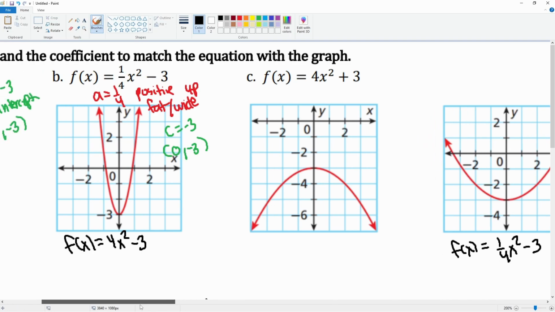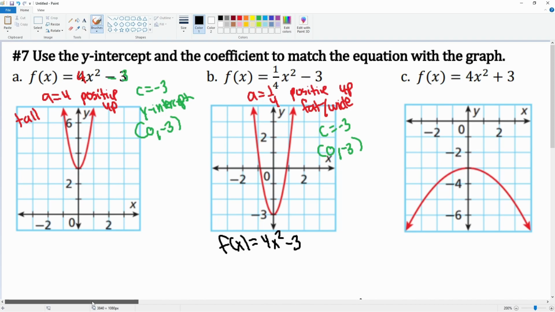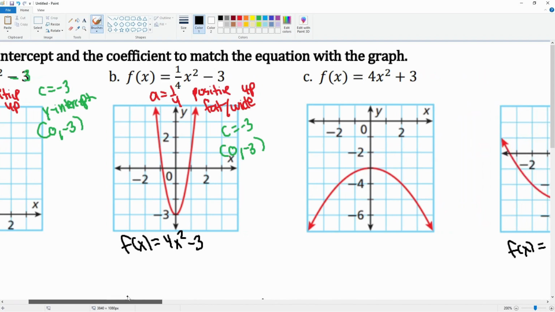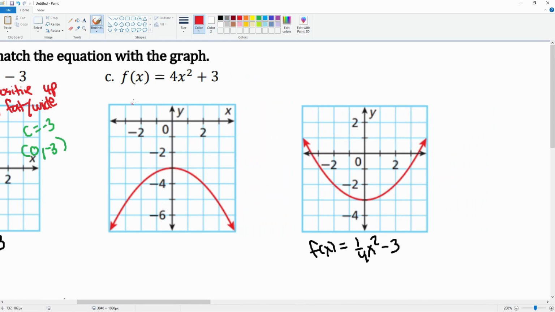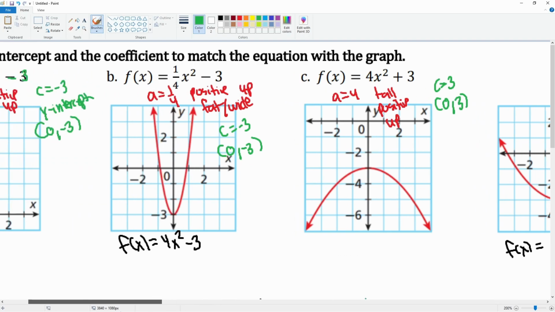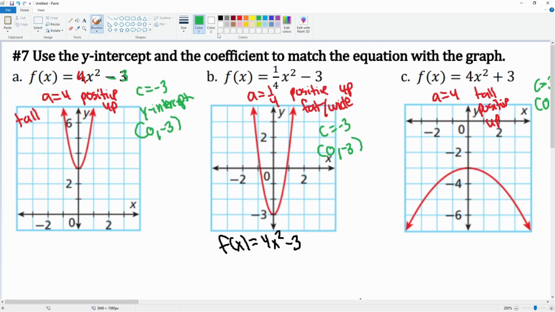So the only difference between a and b is the a value. One is skinny, the other one's wide. And c, here the a value is 4. So this is going to be super tall, positive, and it's going to go upward, pointing upwards. The c is 3, so the y-intercept is (0, 3). The only one that would be is the first one here. That would be our c value. That's f(x) = 4x² + 3.